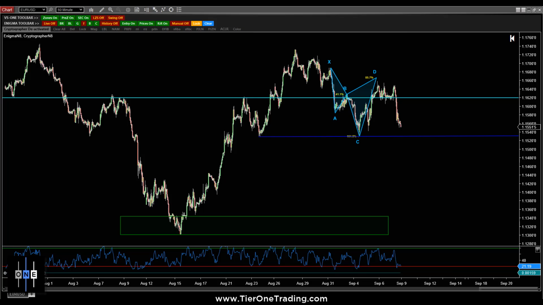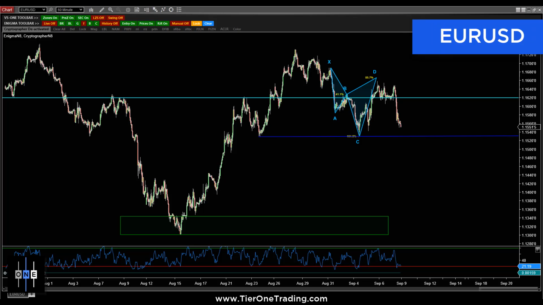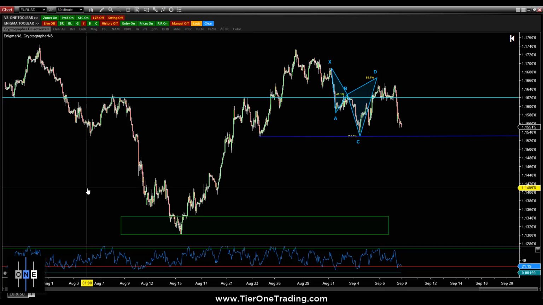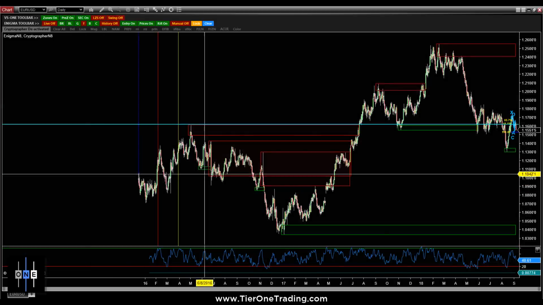So here on the euro dollar, we've been in a very interesting situation because we've been what seems to be really back and forth in the markets. We've essentially put in a handful of consolidation patterns, and let's just start on the daily and we'll do a little recap of what's been happening here.